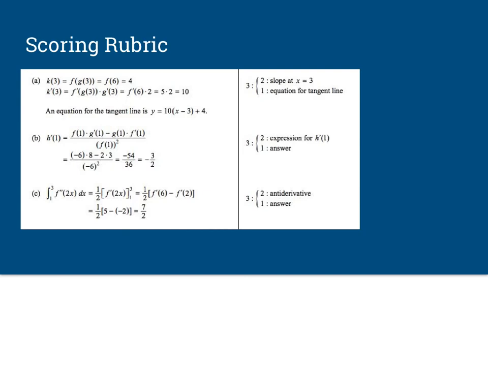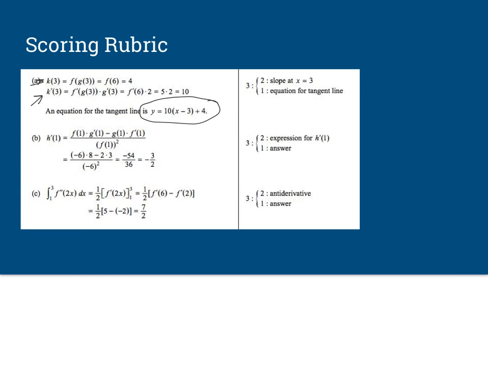So for this problem then, the first question you're asked for f of g of x. Phew, that's a relief compared to the last. So you did k at 3, and then you did the derivative of k at 3, and so you got the slope, you got the point, and you wrote the tangent line. Of course, it's fine if you wrote y minus 4 equals 10 times x minus 3.